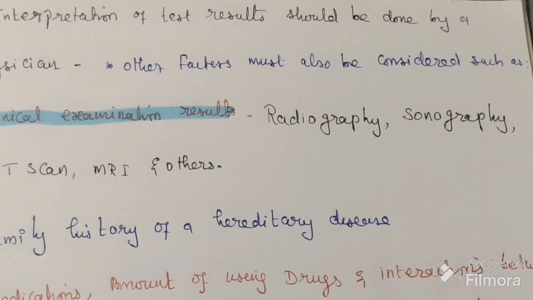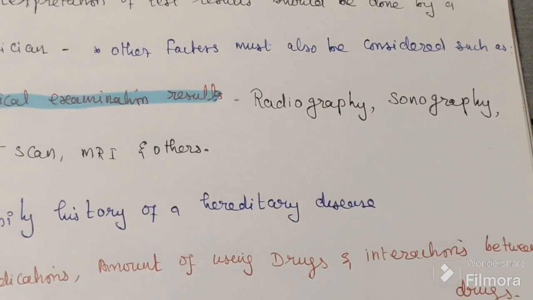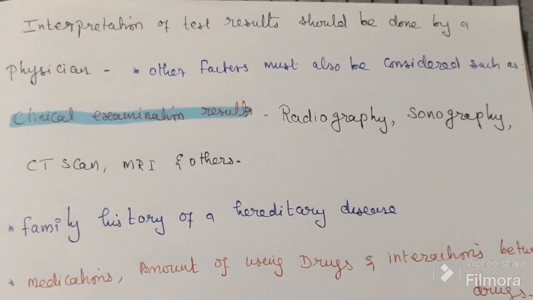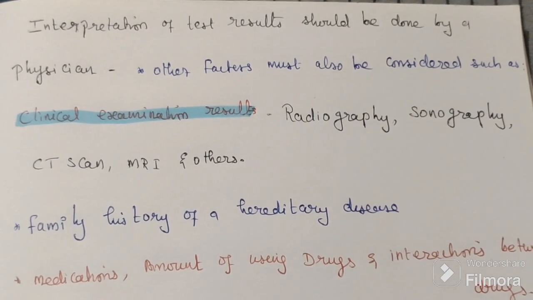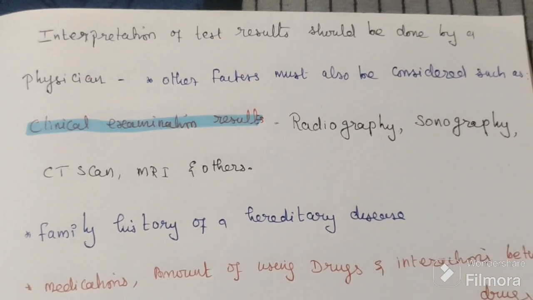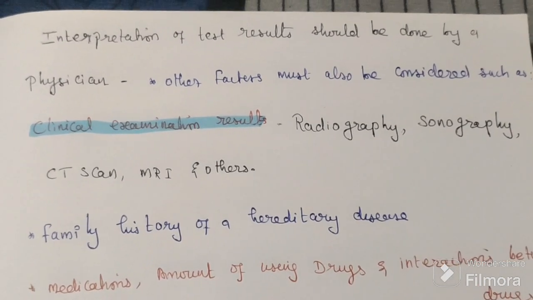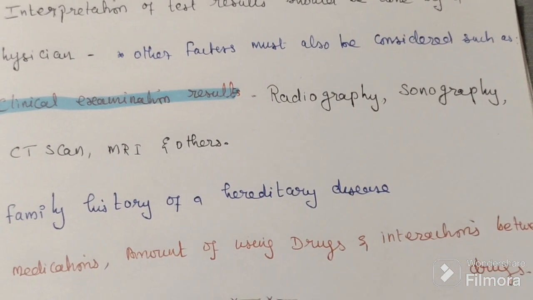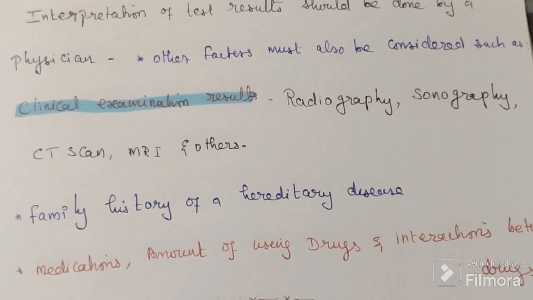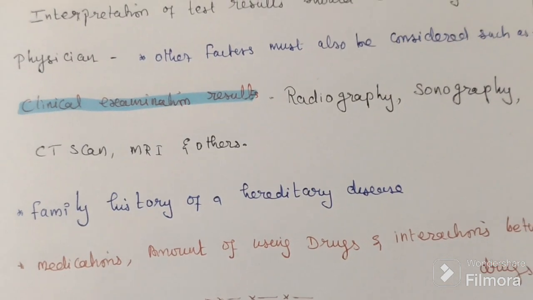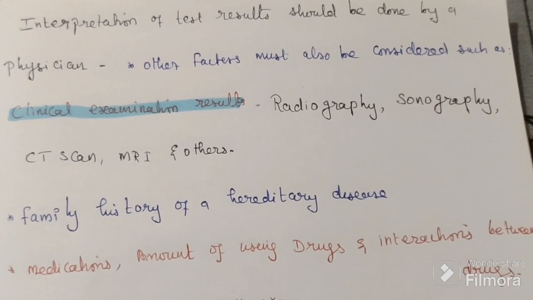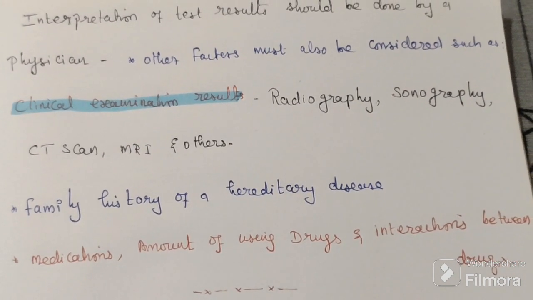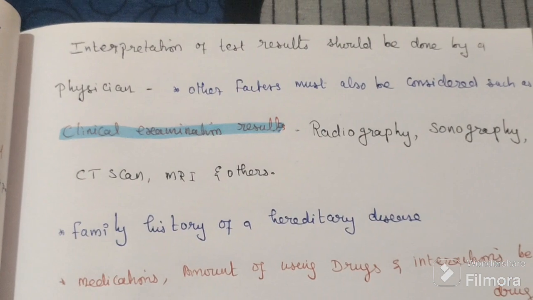Interpretation of test results should be done by a physician, because other factors must also be considered, such as clinical examination, results of other diagnostic methods such as radiography, sonography, CT scan, MRI scan, and others. Also family history of a hereditary disease, medication, amount of drugs used, and interaction between drugs.